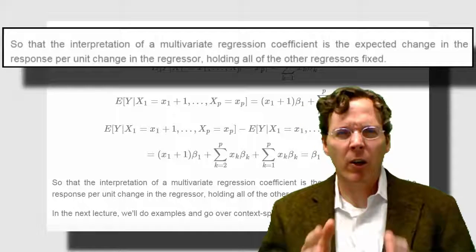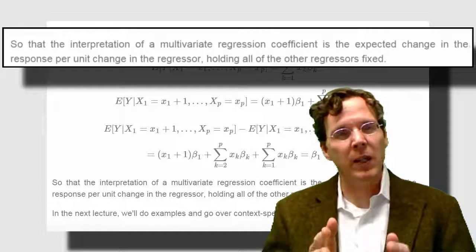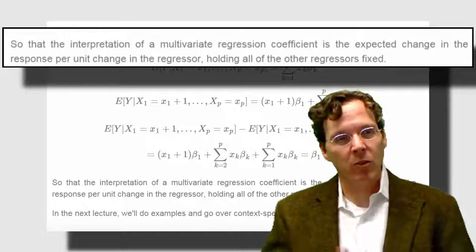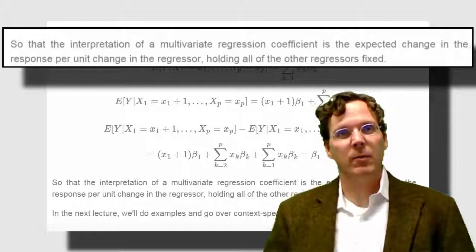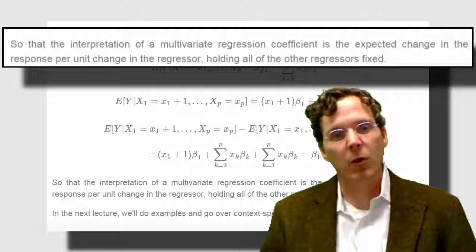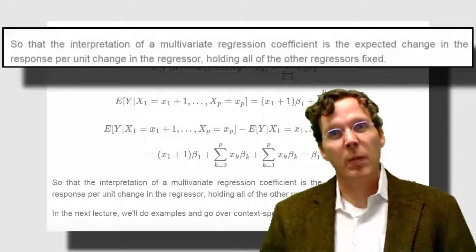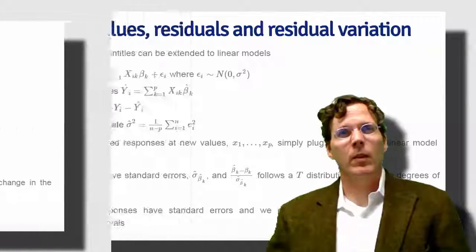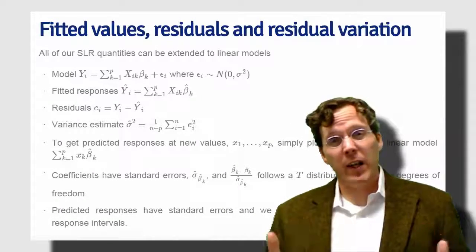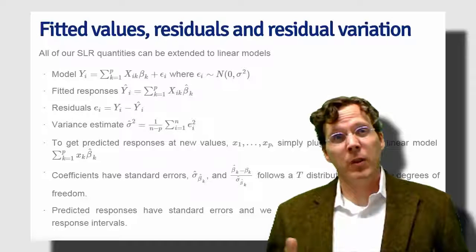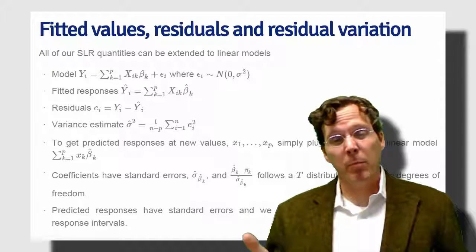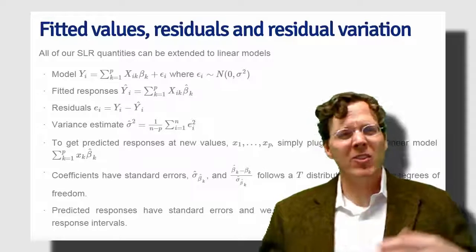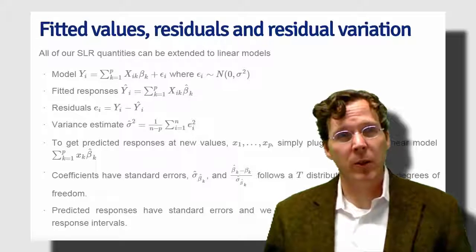That's the essential part of interpreting a multivariable regression relationship, is it's holding the other ones constant. And that way, the interpretation you can think of as being adjusting for the other variables, because we have to hold the other variables constant. So again, in the next lecture, we're going to go over a bunch of different contextual examples, but that's the mathematics behind the interpretation right there. And then I'm just going to go right now through a laundry list of the basic components of the linear model, because they're just exactly the same as in simple linear regression.